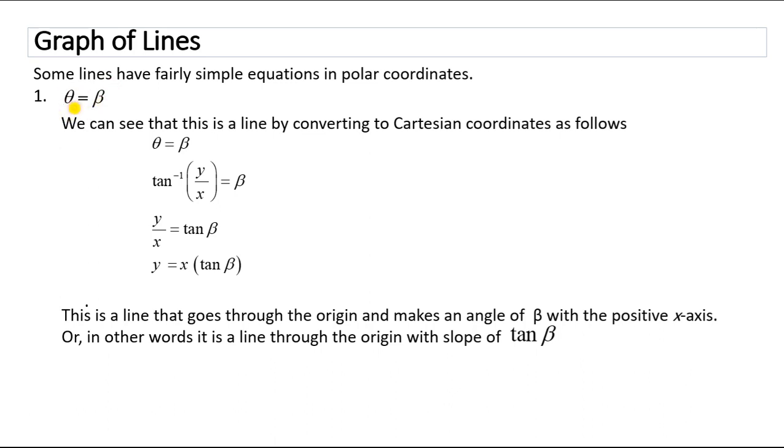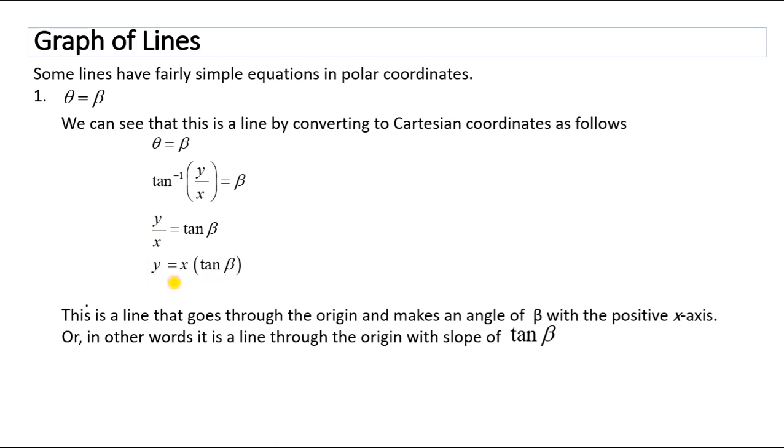This equation is the equation of a line, because if I convert this from polar to Cartesian, I have the equation of a line. Theta equal beta. I know that theta equal tan inverse y over x equal beta. Take tan for both sides. The result y over x equal tan beta. That means y equal x multiplied by tan beta. This is the equation of a line.